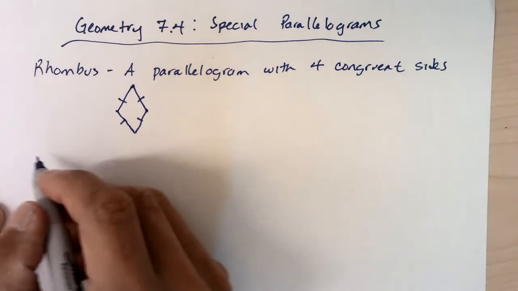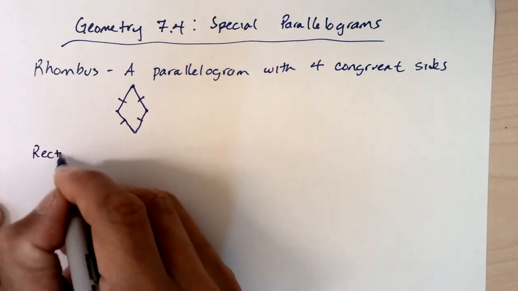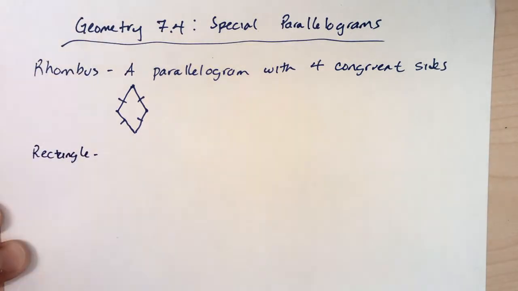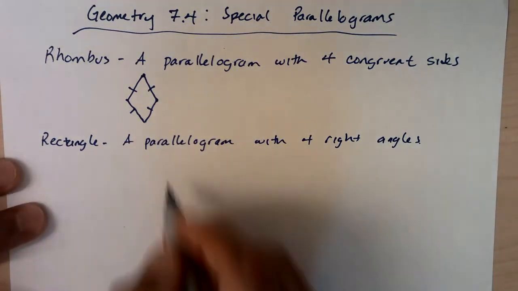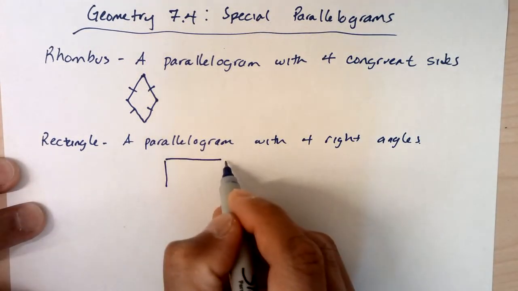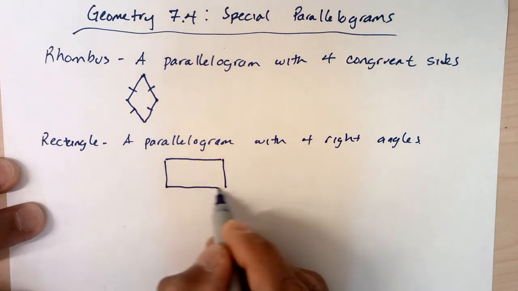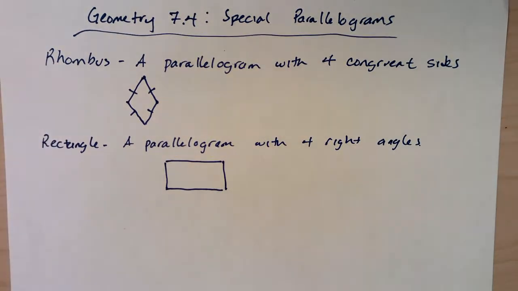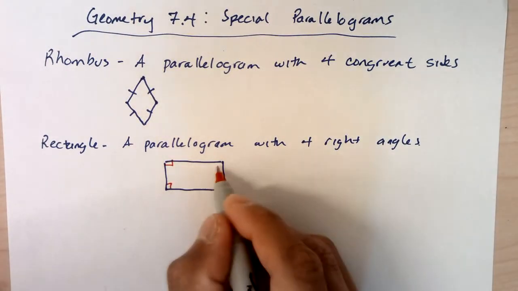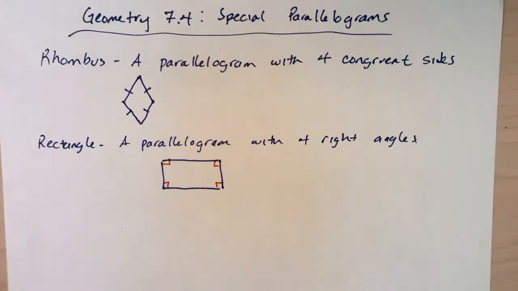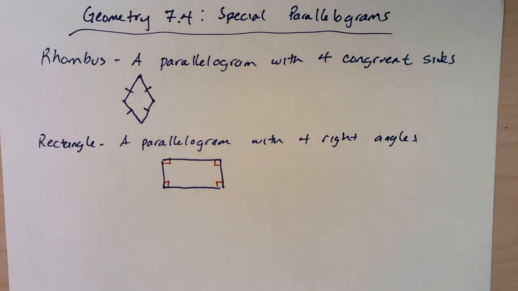Another special parallelogram is a rectangle. A rectangle is a parallelogram with four right angles, or you could also say four congruent angles. If they're all congruent, the sum is 360 degrees, so you could figure out the measure of each angle by dividing by 4, and they would each be 90 degrees, or right angles. So there's an example of a rectangle. Again, opposite sides are parallel, opposite sides are congruent, etc.